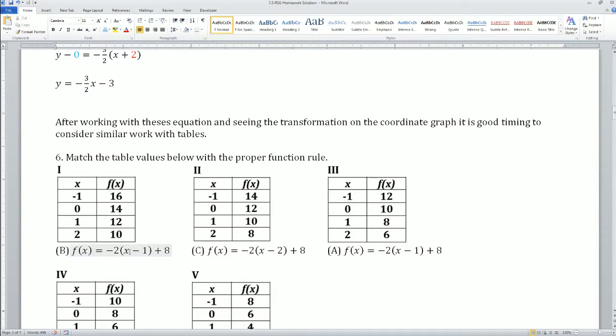So, I have negative 2 parentheses x minus 1 close parentheses plus 8. Here, you saw that it is a minus 2 for the x. And that is when it's also going from 14, 12, 10 to 8. It's plus 8, and then negative 2 is out in front.